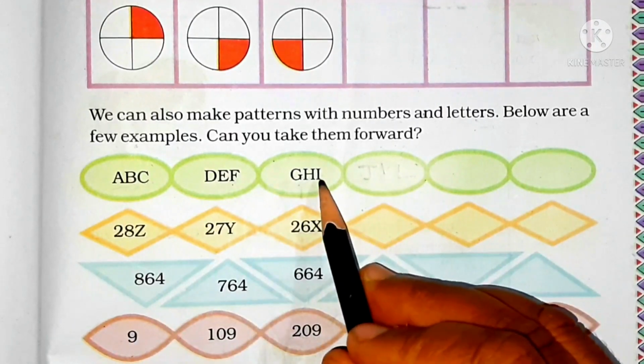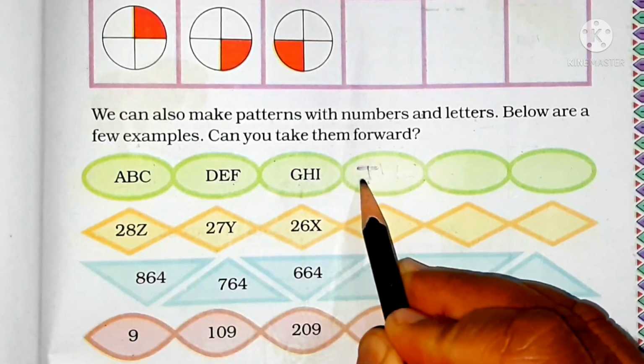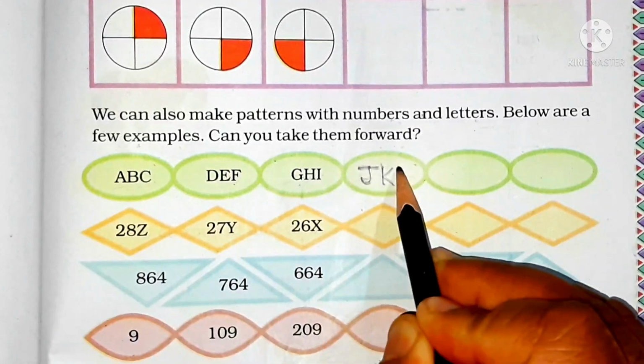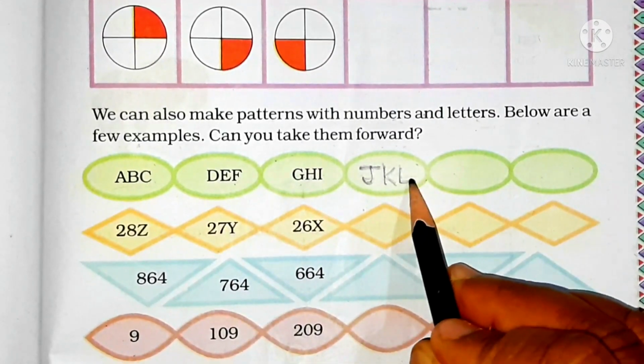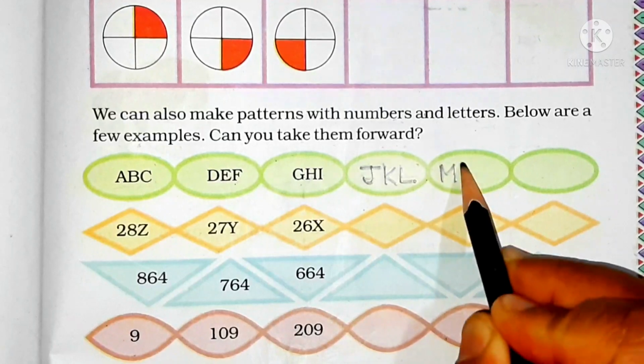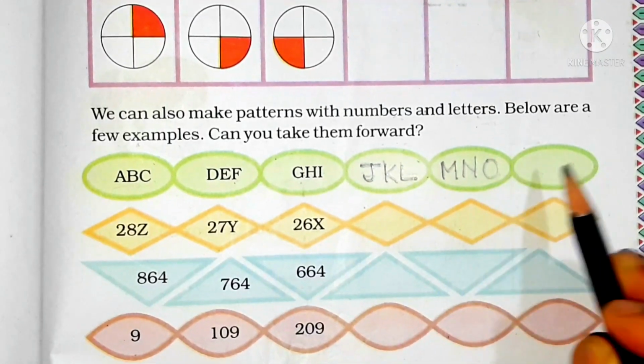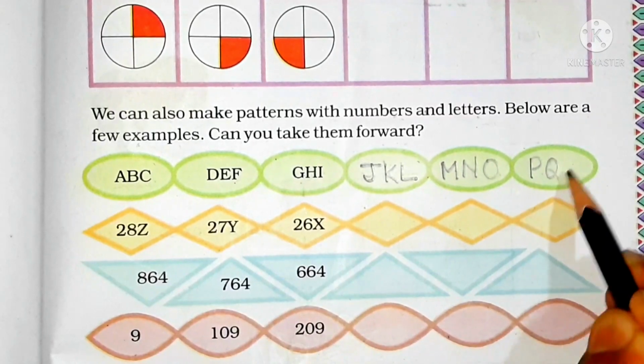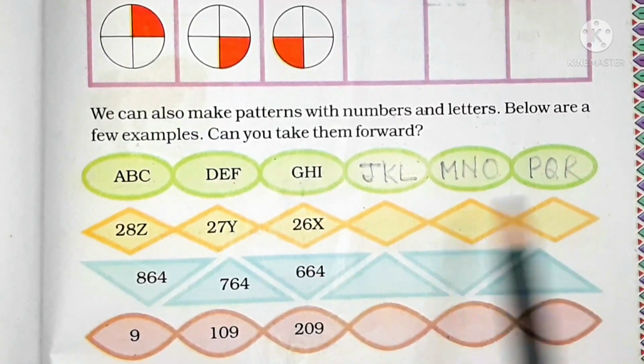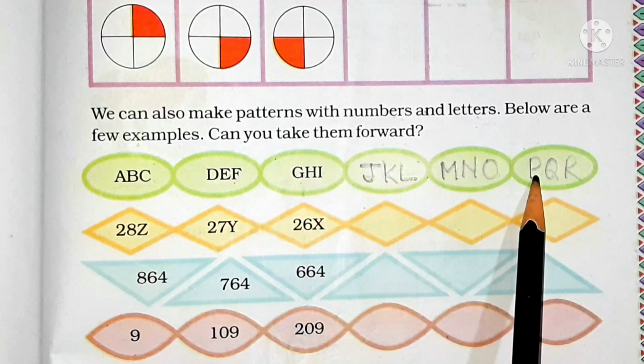So let us continue. After I comes J, K, L. After L will come M, N, O. After O will come P, Q, R. So we have completed the first pattern.